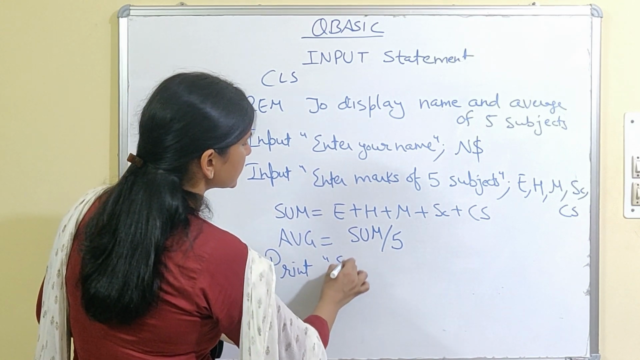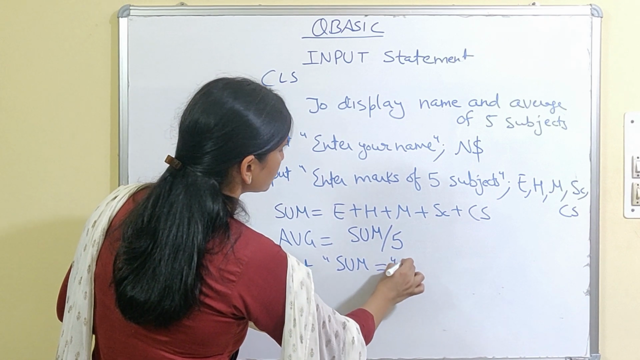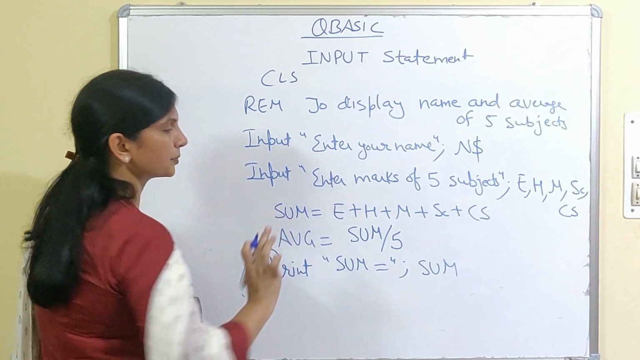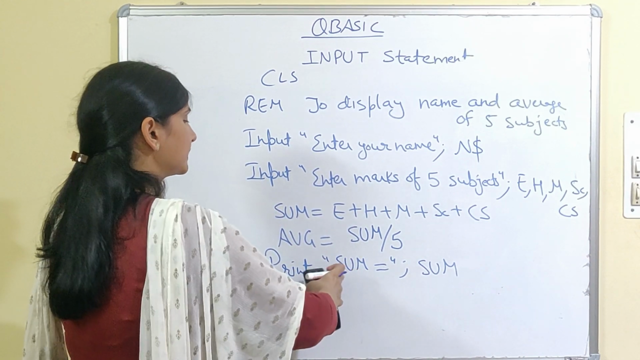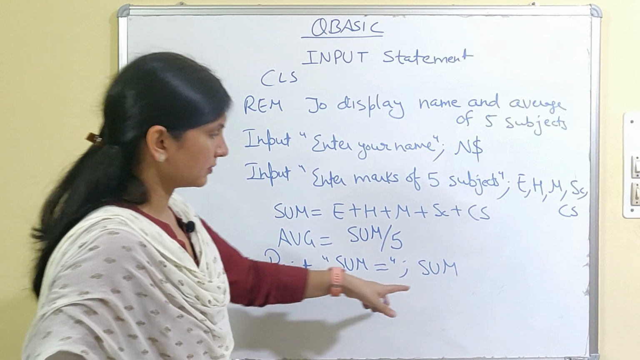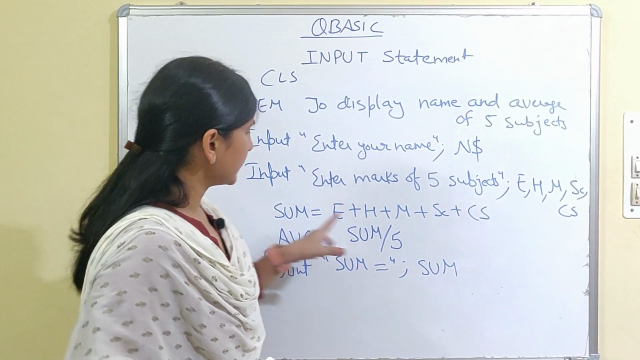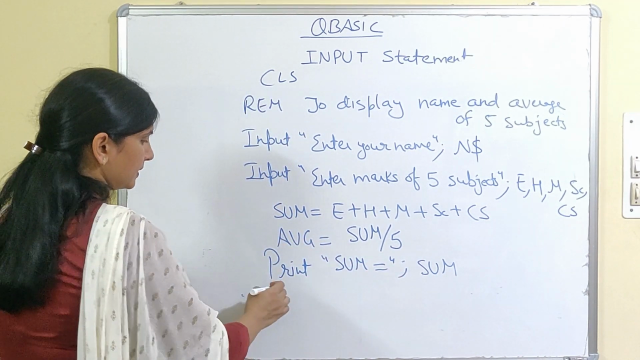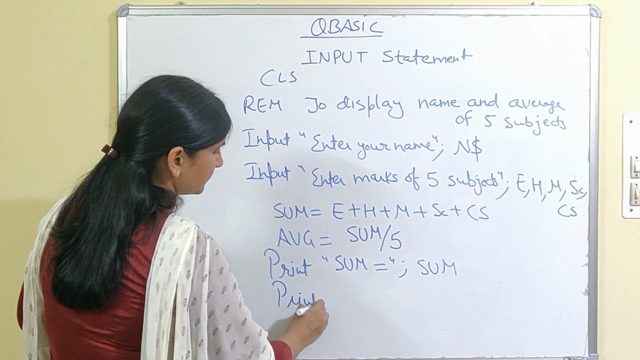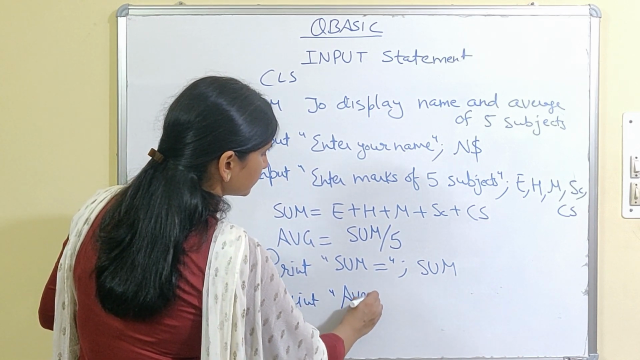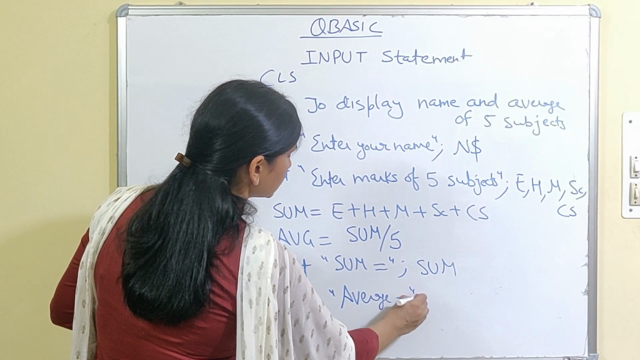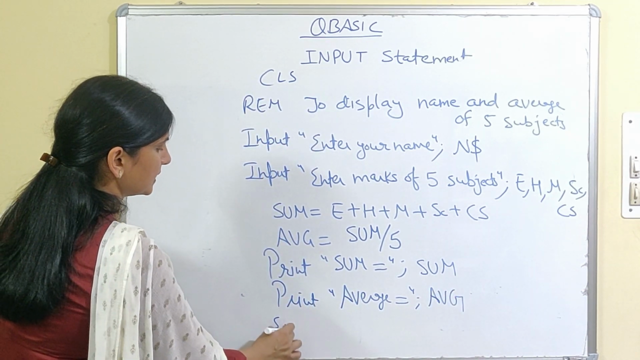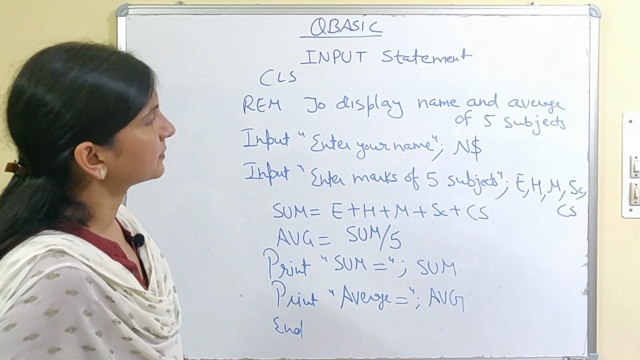Fine. Now print. How will you display? Sum equals to variable, also you have taken sum only. This and this should be same. And here you can take small letters, doesn't matter. It's your wish, I mean. But this and this should be same, because this variable you are displaying over here. Print average equals to AVG, and then end. Fine.